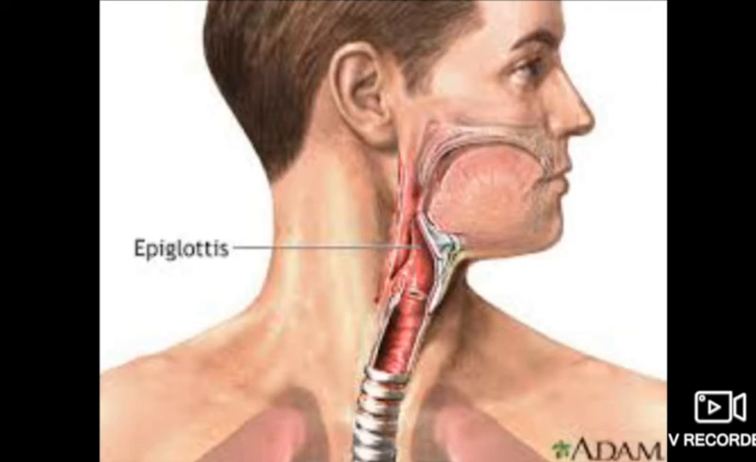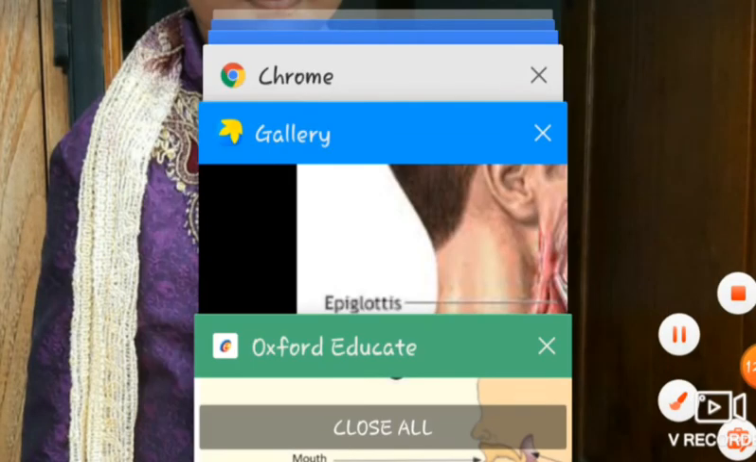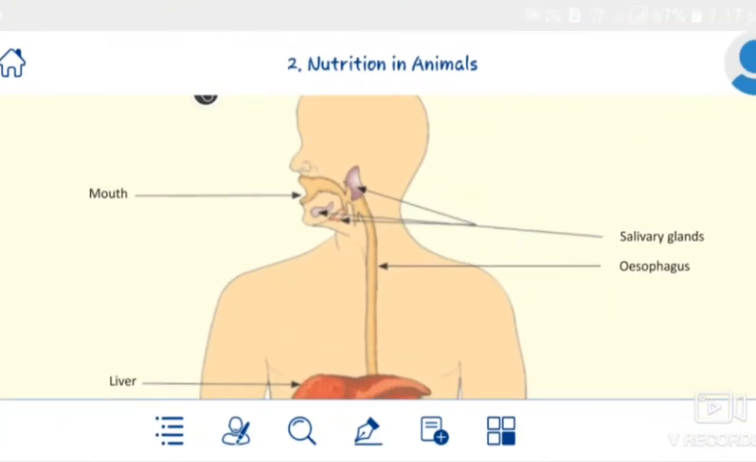Now, do you know what is the epiglottis and what is the esophagus? In this picture you can see the esophagus. The esophagus is a long tube to move the food through it. The wall of the esophagus contracts and relaxes, and this creates a wave-like movement called peristaltic movement.